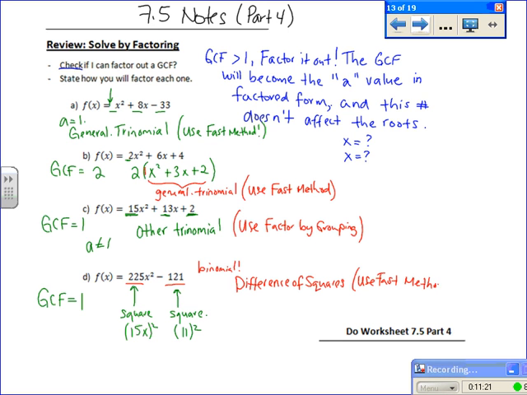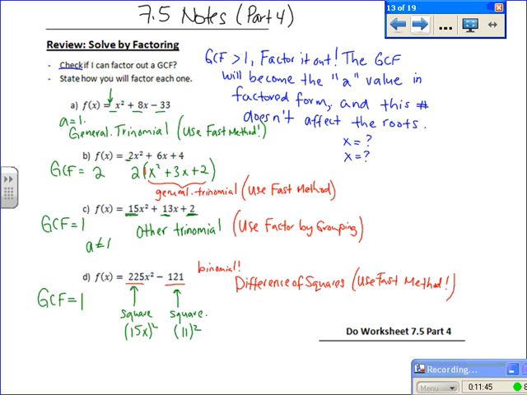Really all I wanted to do here in the review is go over a couple of examples where you have to make that decision on how you want to factor it. And again, factoring by grouping will work, but it's more time consuming. So we do try to save ourselves time when we have either general trinomials or difference of squares.